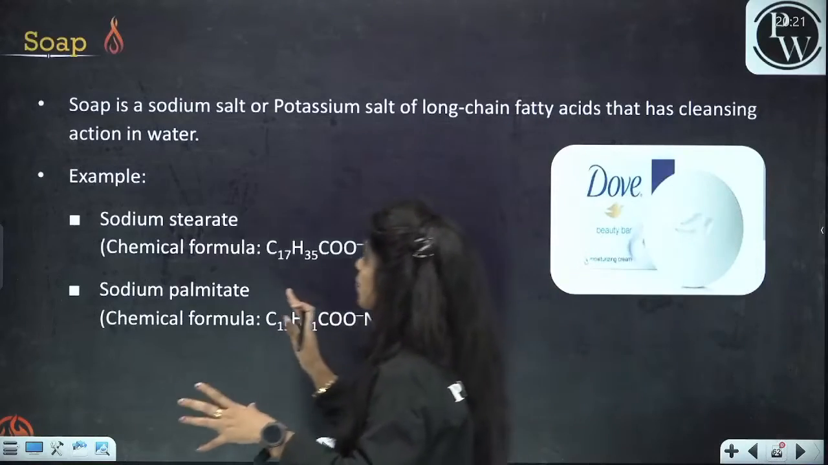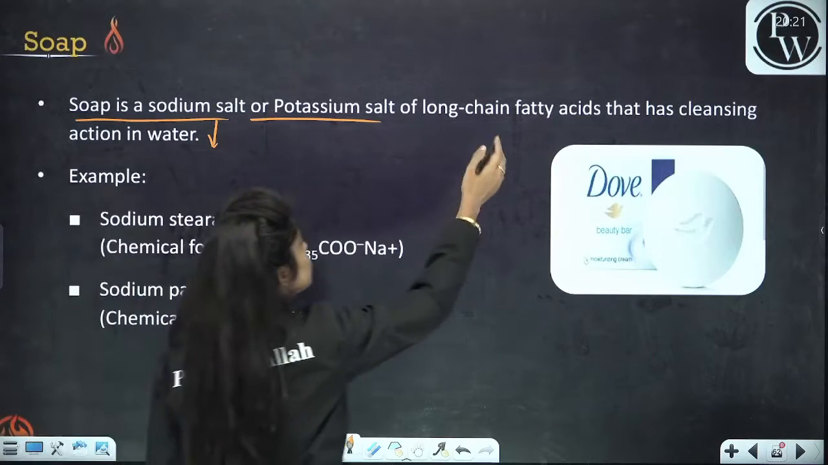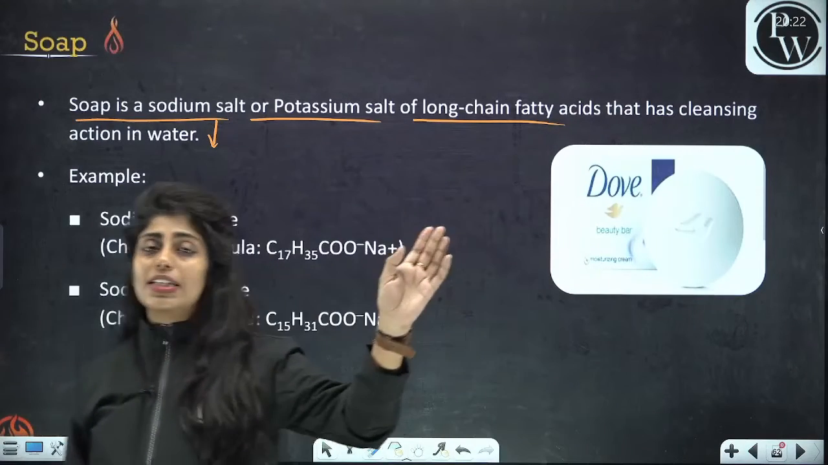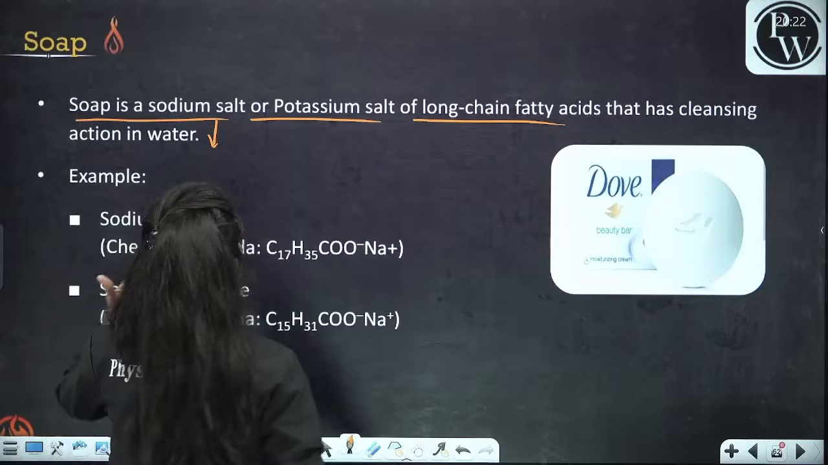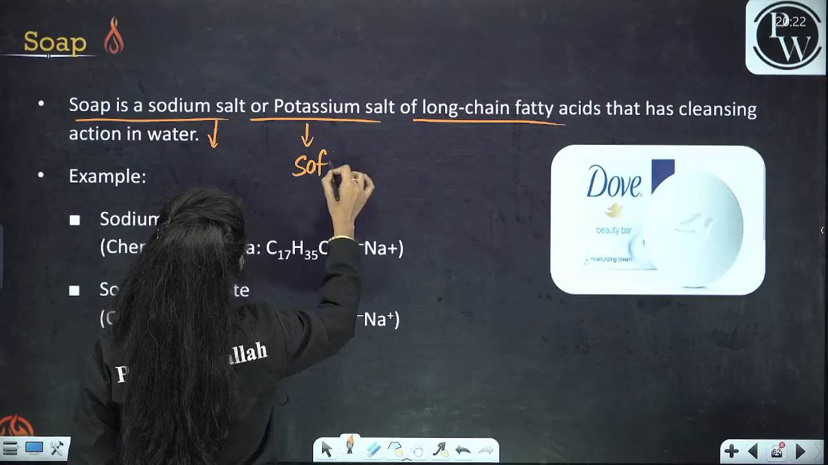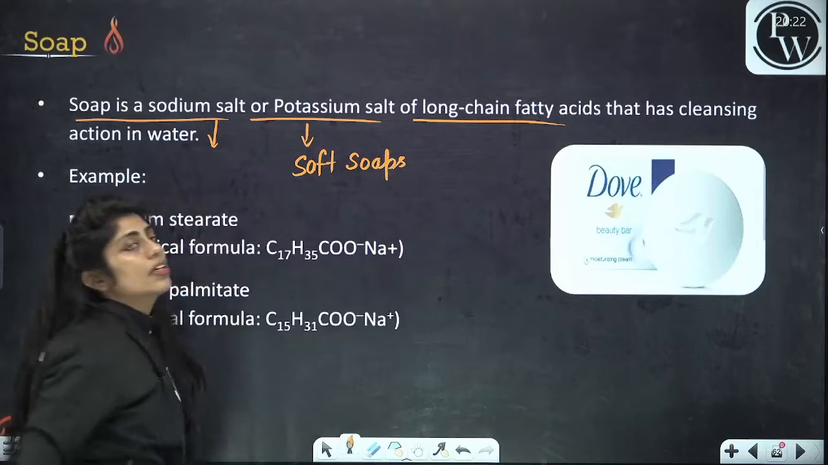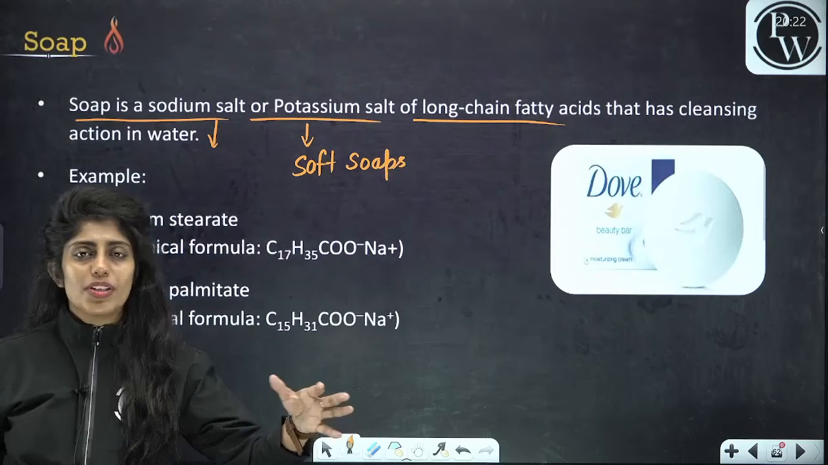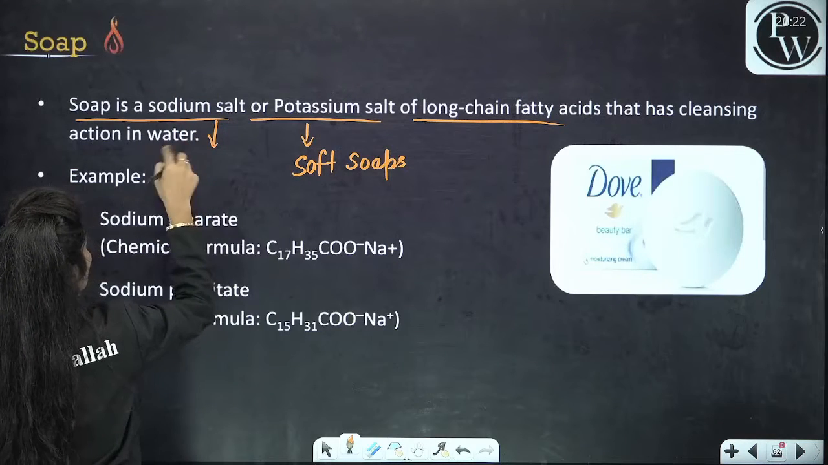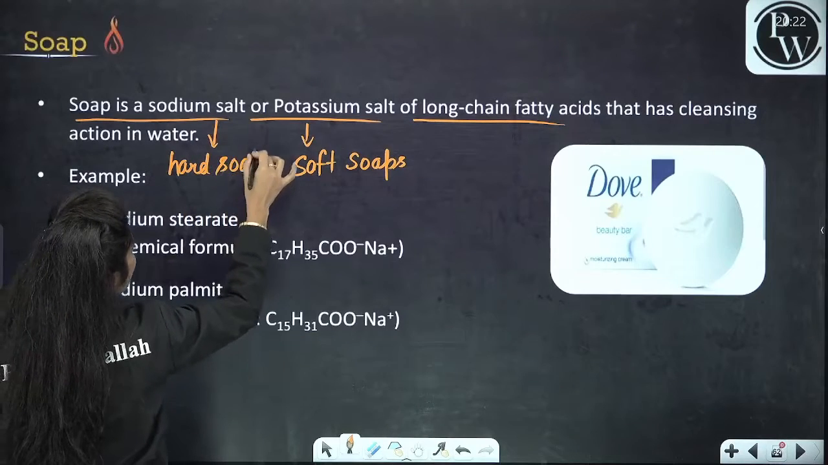So basically soap is the sodium salt or potassium salt of a long chain of fatty acids. Fatty acid means a group of carboxylic acid. Now potassium salts give rise to the formation of soft soaps like your Dove, Pears, etc. Girls are using these days. And the sodium salts give rise to what? Your hard soaps.